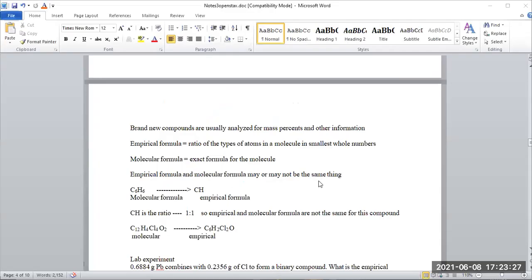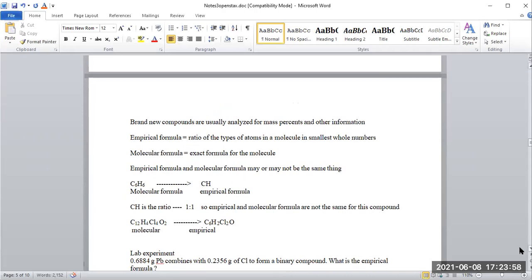So 6 carbons and 6 hydrogens, that's your molecular formula, because that's how many total are there. But if we do that least common ratio idea, its empirical formula is CH. 1 carbon for every 1 hydrogen. Remember that normally the ones are not written, they are implied.